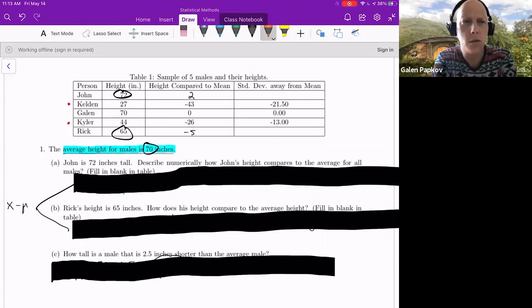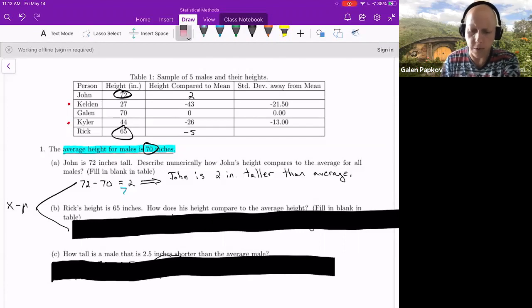Well, he's 72, so he's 2 inches taller. Not too challenging, fairly intuitive. And that's exactly what I say here. 72 minus 70 is 2. And so John is 2 inches taller than average.